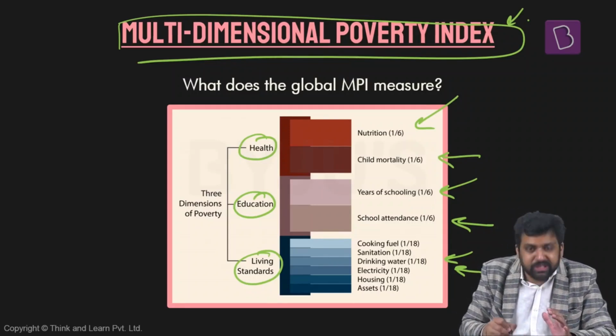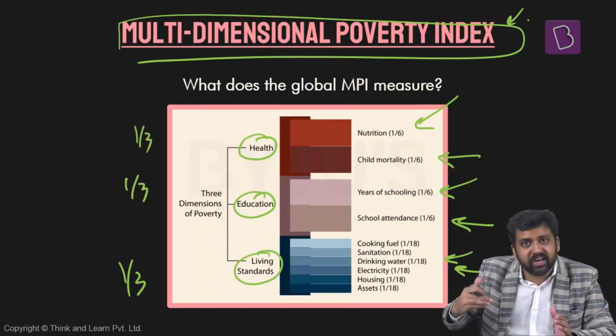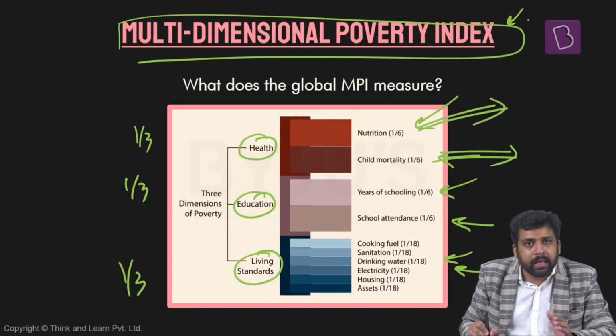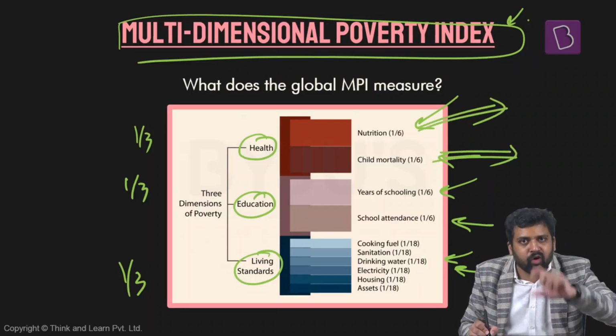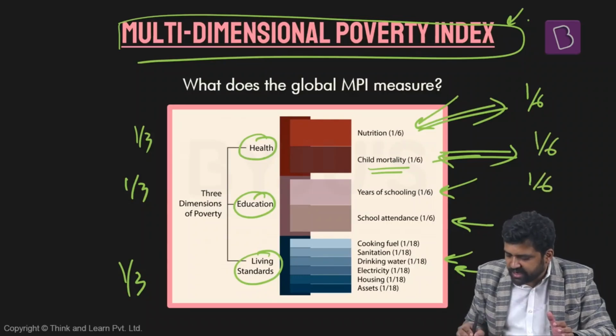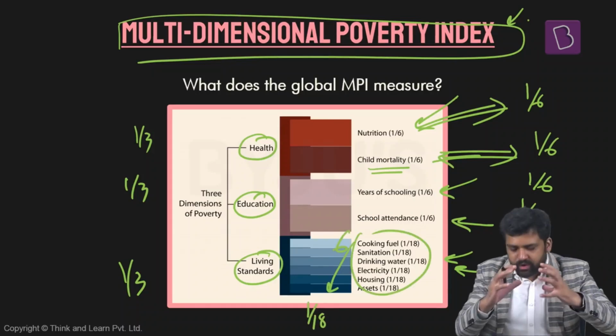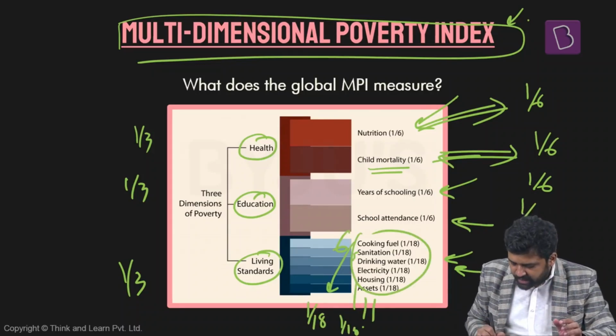Each of these dimensions, health, education, and living standards, has a weightage of 1 by 3. But since each of these is further divided into subcomponents, the weightage of each component will vary. Health has 1/3 weightage, and nutrition is one of the two components under health, so the weightage given to nutrition is 1 by 6. The weightage given to child mortality is 1 by 6. Years of schooling is 1 by 6. School attendance is 1 by 6. The weightage given to cooking fuel is 1 by 18, because there are 6 components here and the total weight to living standards is 1 by 3. So each of these components gets a weightage of 1 by 18.